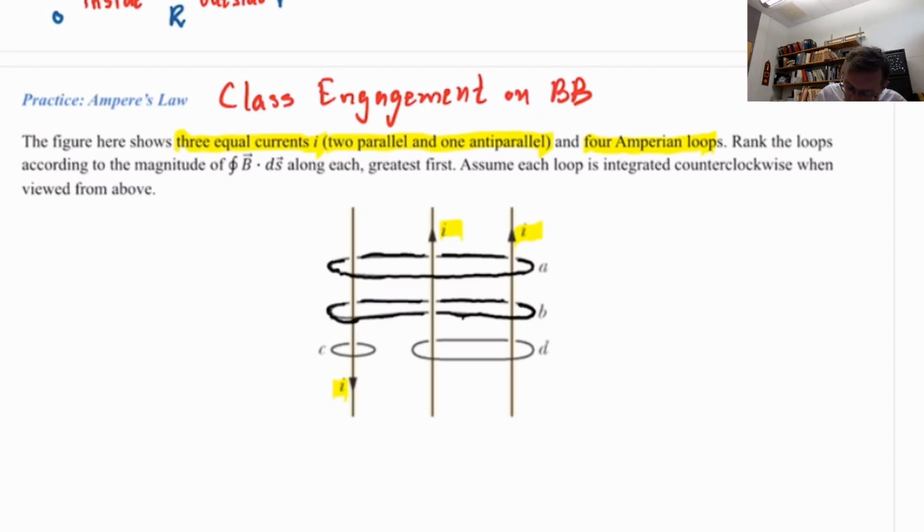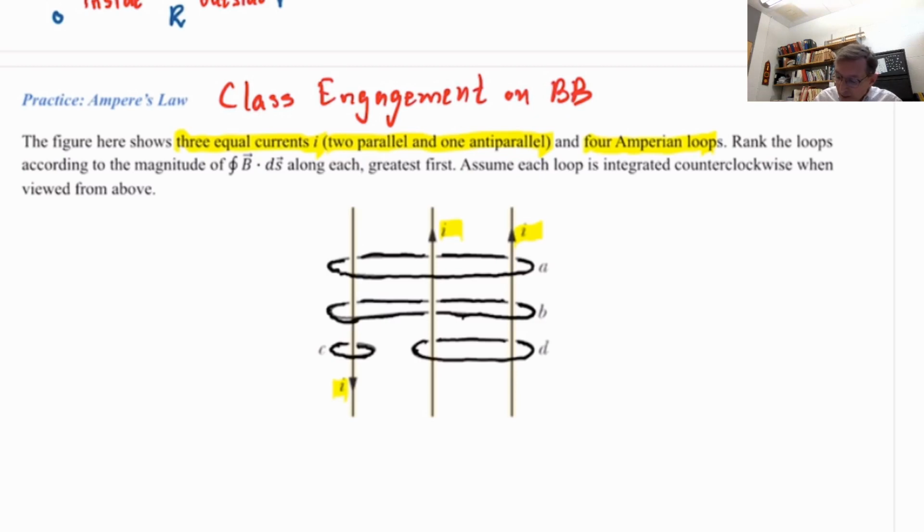Here's loop C, a nice little circle. Continuous in the front, so it's in front of the wire. And there's a gap so that it's behind the wire at the back. And here's loop D. Continuous in the front, so it's in front of the wires, and then gap, so behind, gap, behind. Those are the 4 Amperian loops. 3 wires, 4 Amperian loops. The loops are labeled A, B, C, and D.